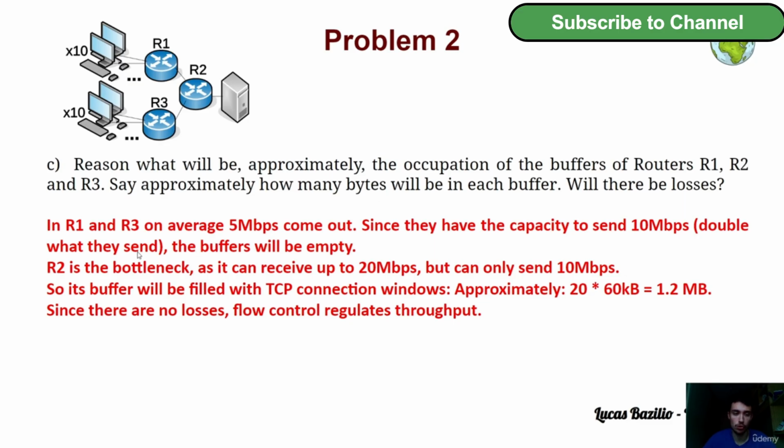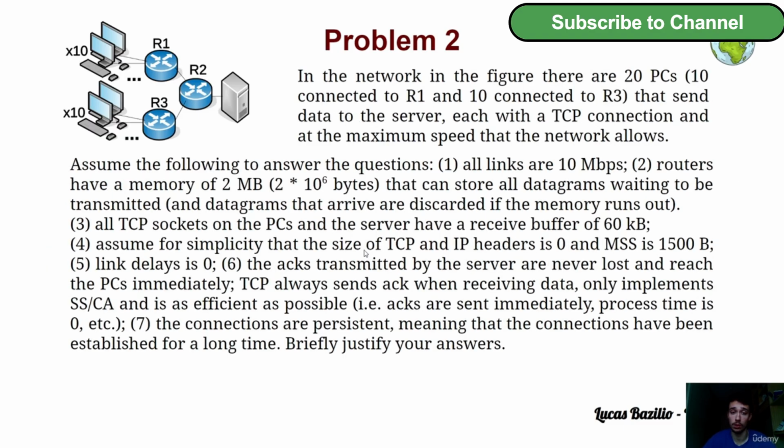Okay, all of the solution. Again, the R1 and R3 routers will have their buffers empty. R2 will have the buffer occupation of 20 multiplied by 60 kilobytes, which is 1.2 megabytes, and there will be no losses, and so the flow control is going to regulate the throughput. With this, we solve this question C.